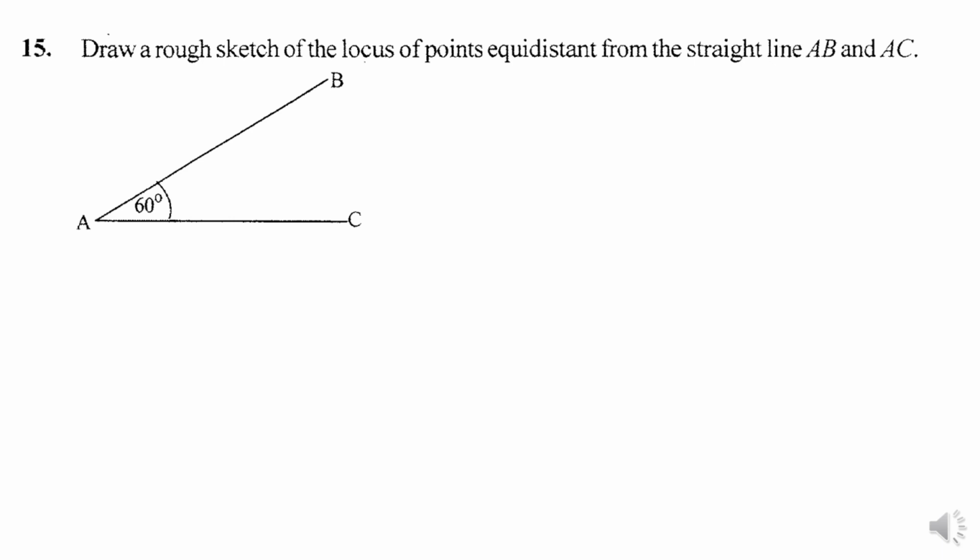Draw a rough sketch of the locus of points equidistant from the straight lines AB and AC. Equidistant from these lines, if it is equidistant from these two lines, it should be something like this. That means the angle bisector. This is 30 degrees, this one also 30 degrees. We have to mark this. If this is the angle bisector, the angle should be 30 and 30.